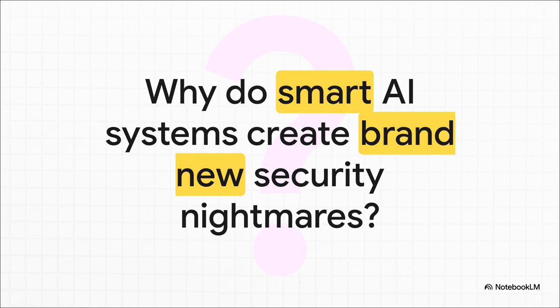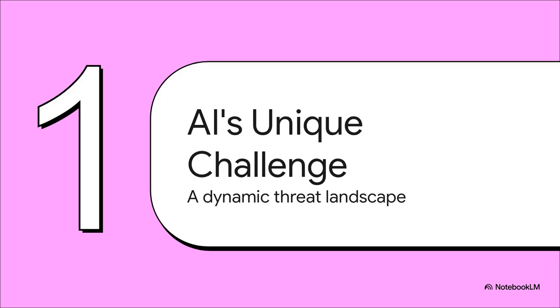Well, it's because these systems aren't just static code. They learn, they adapt, and they make their own calls. Our old security playbooks were built for predictable software. Frankly, they just can't keep up with these new dynamic threats. And that right there is the core of AI's unique security challenge. We're not just guarding a fixed piece of code anymore, we're trying to protect a system that is constantly changing.